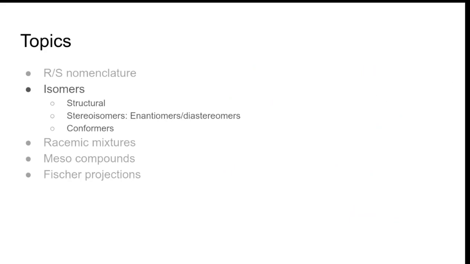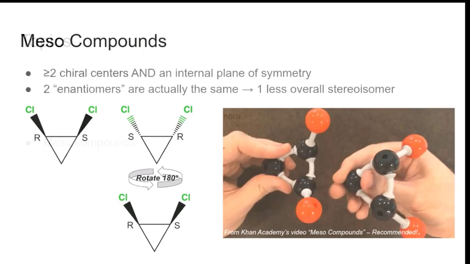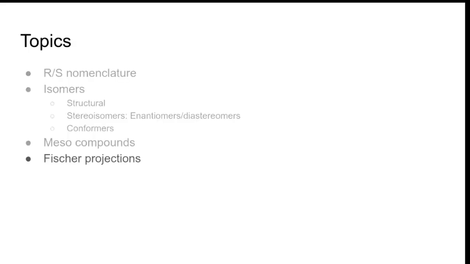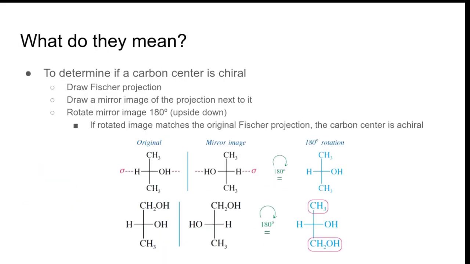All right, Fischer projections. Determining what type of isomer they are in Fischer projections is really nice, though it's unusual looking at them. We know it's an enantiomer if we switch every carbon's set, right?